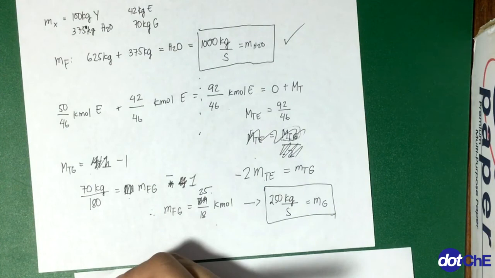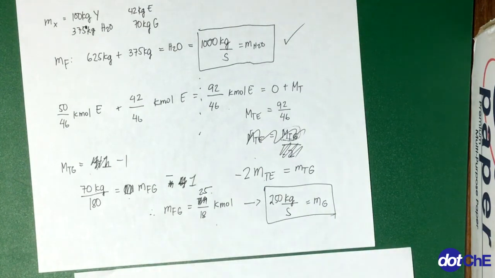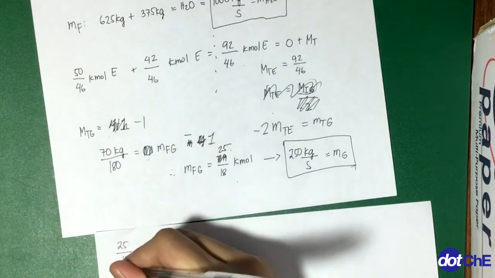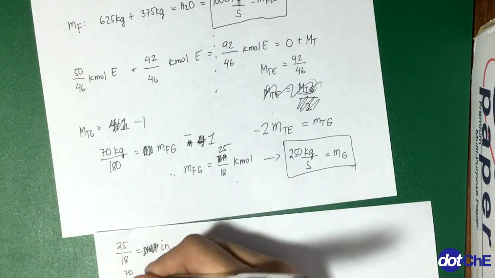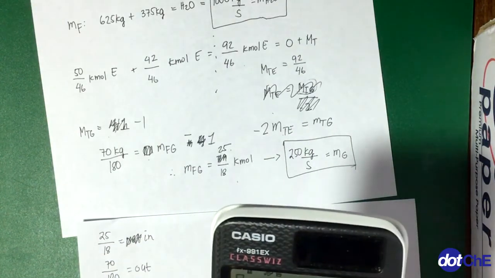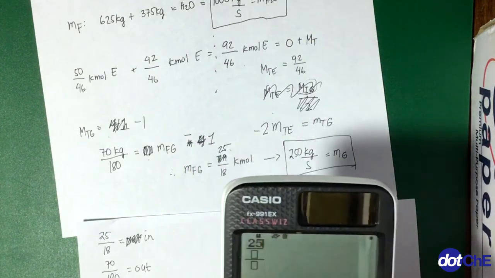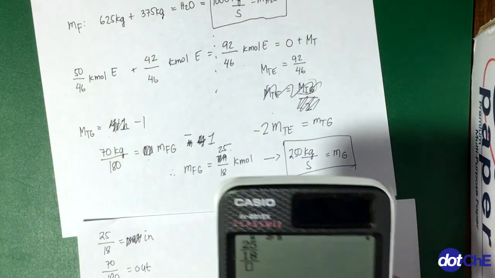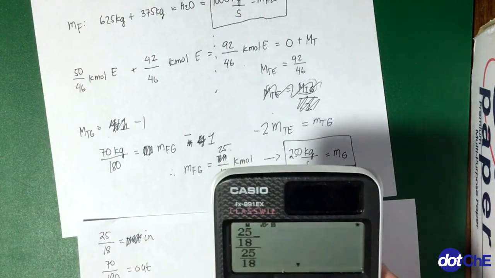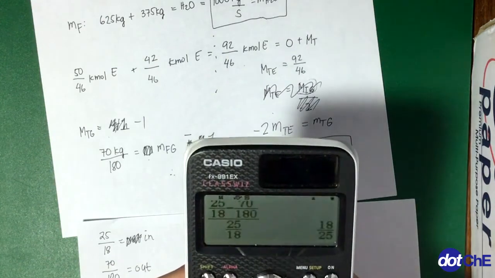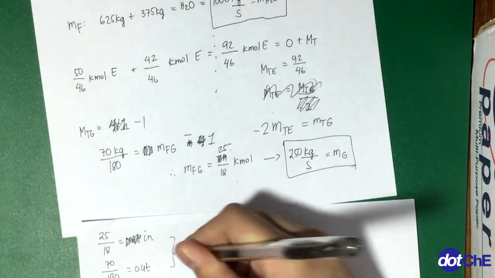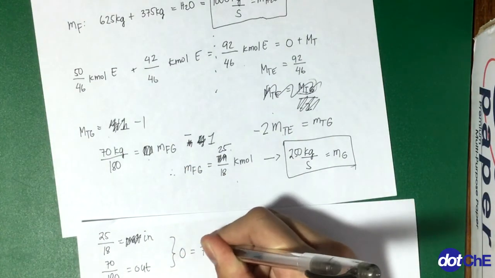So this is our out. This is our in, and our 70 over 180 is our out. So I'll just plug that in. We have 25 divided by 18 over 25 divided by 18 minus 70 divided by 180. We get 72% conversion. So our overall conversion is 72%.